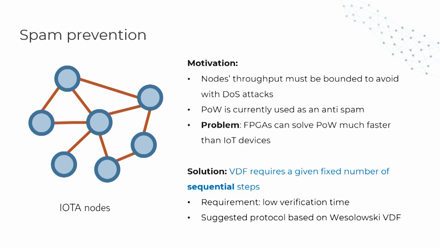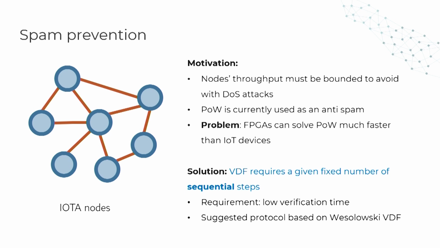Right now, this is done by having a fixed proof of work, but this introduces some discrepancy, because if I'm a node with specialized hardware, with FPGA, I can produce a much larger amount of transactions than IoT devices, for instance.